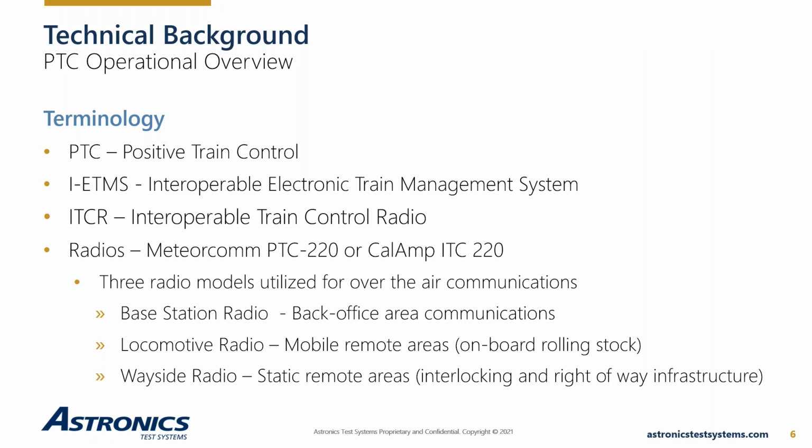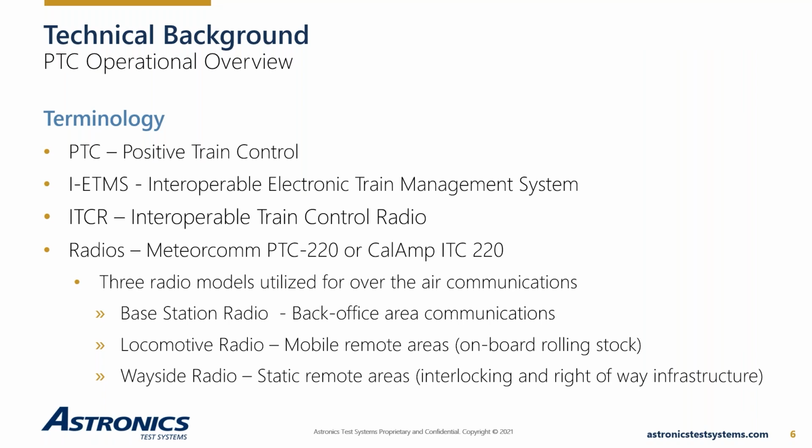The ITMS system, which is the interoperable electronic train management system. ITCR, which you'll hear us use that term over and over again, that's the interoperable train control radio. So this whole discussion is going to be just about the radios. Obviously, there's a lot more to this system. The radios, though, are the RF connection between the wayside to the locomotive and the wayside to the base stations.